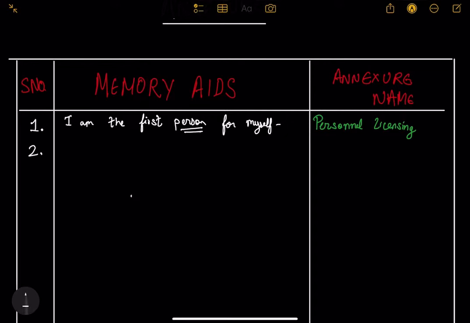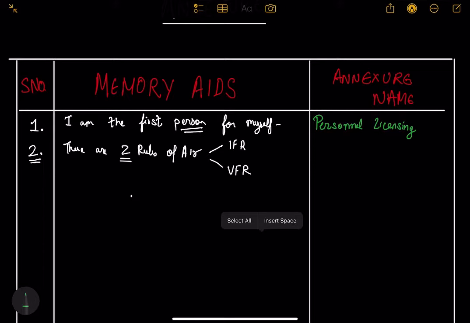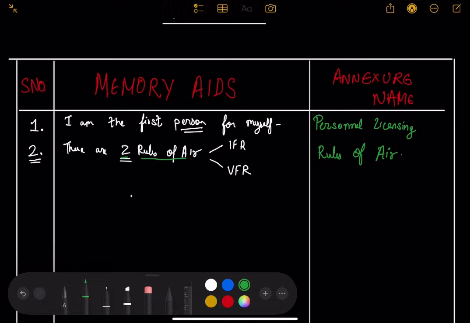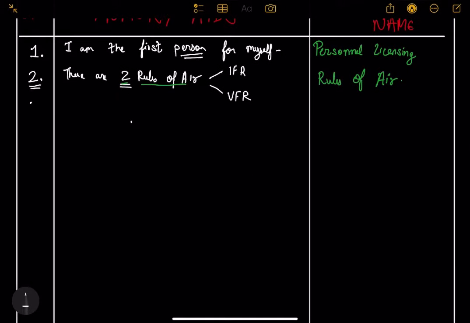Moving on to annexure 2. As we discussed in the previous topics, there are two rules of air that we have. What are the two rules of air? IFR and VFR. Therefore, annexure 2 refers to nothing else but rules of air. So, first annexure, first person, personal licensing; annexure 2 is rules of air.